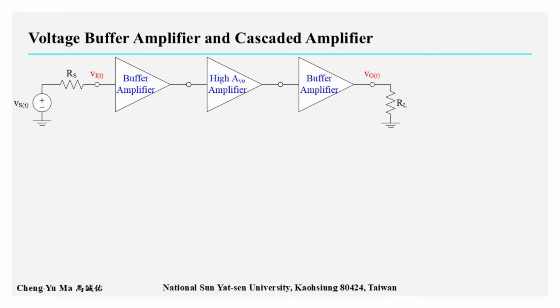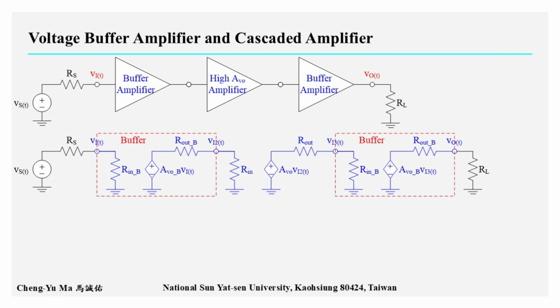A buffer amplifier is used in a cascaded connection. It improves the disadvantages of a high open circuit voltage gain amplifier, namely an input resistance that is too low and an output resistance that is too high. This connection of three amplifier circuits is called a three-stage cascaded amplifier. The signal Vs first passes through the first stage buffer amplifier, then goes to the second stage high open circuit voltage gain amplifier, then passes through the third stage buffer amplifier, and finally reaches the load terminal, RL.